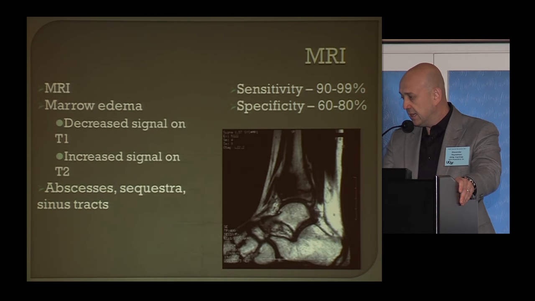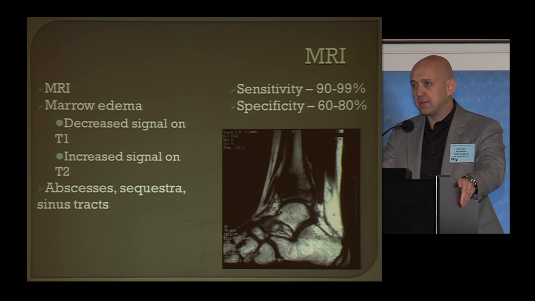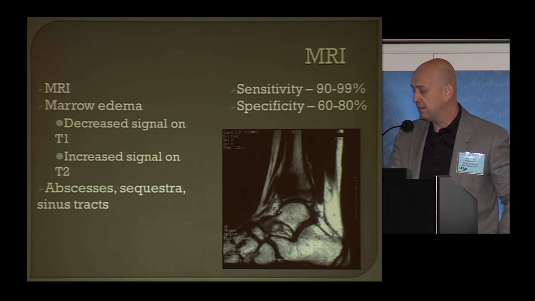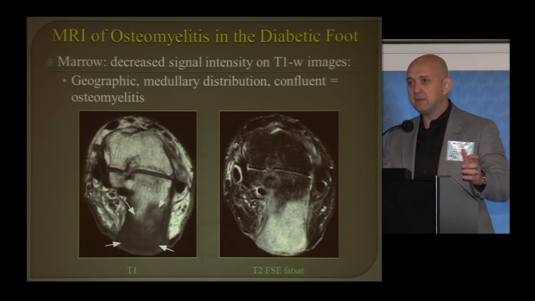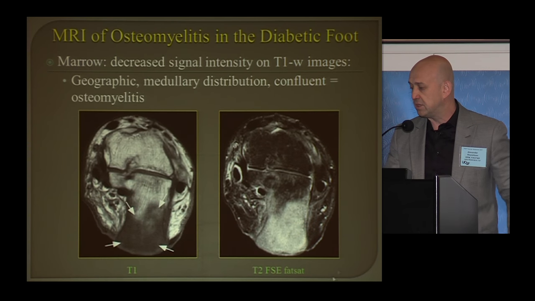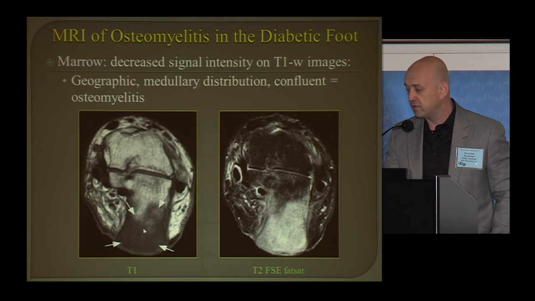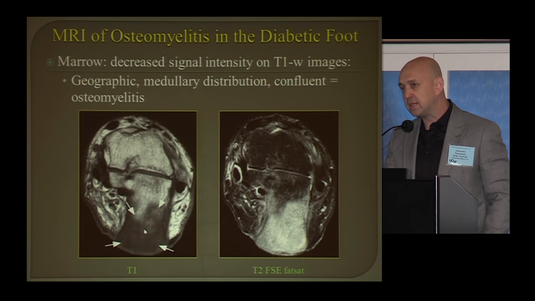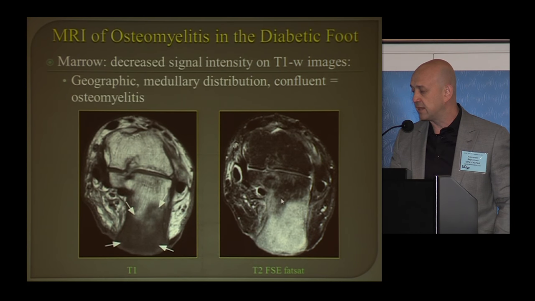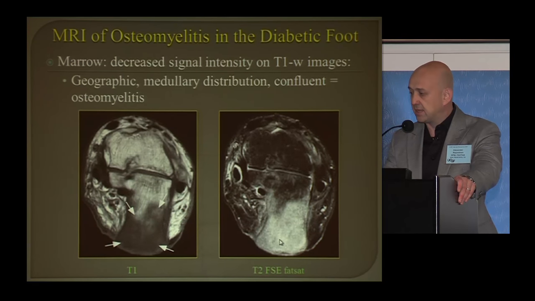I have no disclosures. With MRI, we know fairly certainly that sensitivity is very high. Specificity is fairly high as well. And when we look at the MRI, the most common interpretation that radiologists use is the bone marrow edema. So if you look at this T1 image here, the bone should be lighter like this. In here, you have a confluent geographic appearance that's low signal intensity, which is osteomyelitis. Same thing here on a T2 image where the bone should be black, and you're seeing this whitish or high signal intensity. And this is what osteo would look like in the MRI.